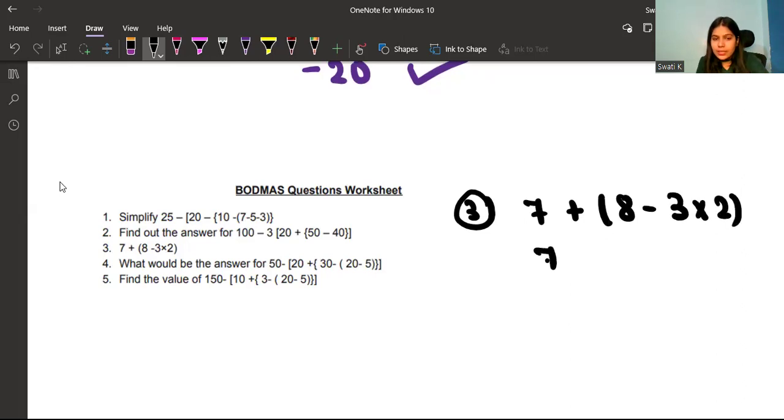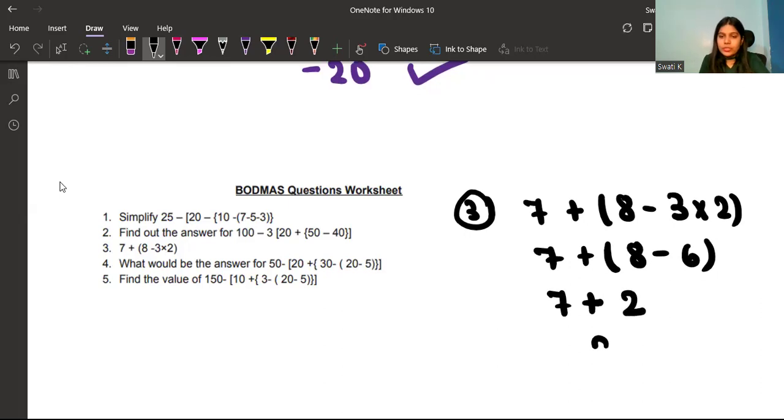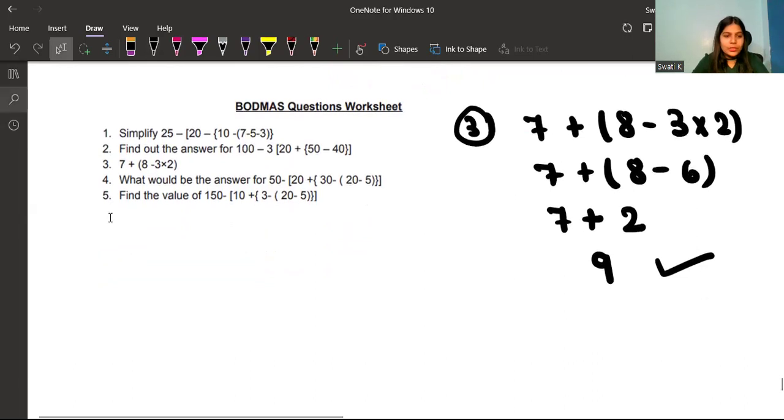So what is the answer? 7 plus 8 minus 3 times 2 is 6. So what is the answer? 7 plus 8 minus 6 is 9. So that's the answer. This is for the third one. Now we'll go to question number 4.